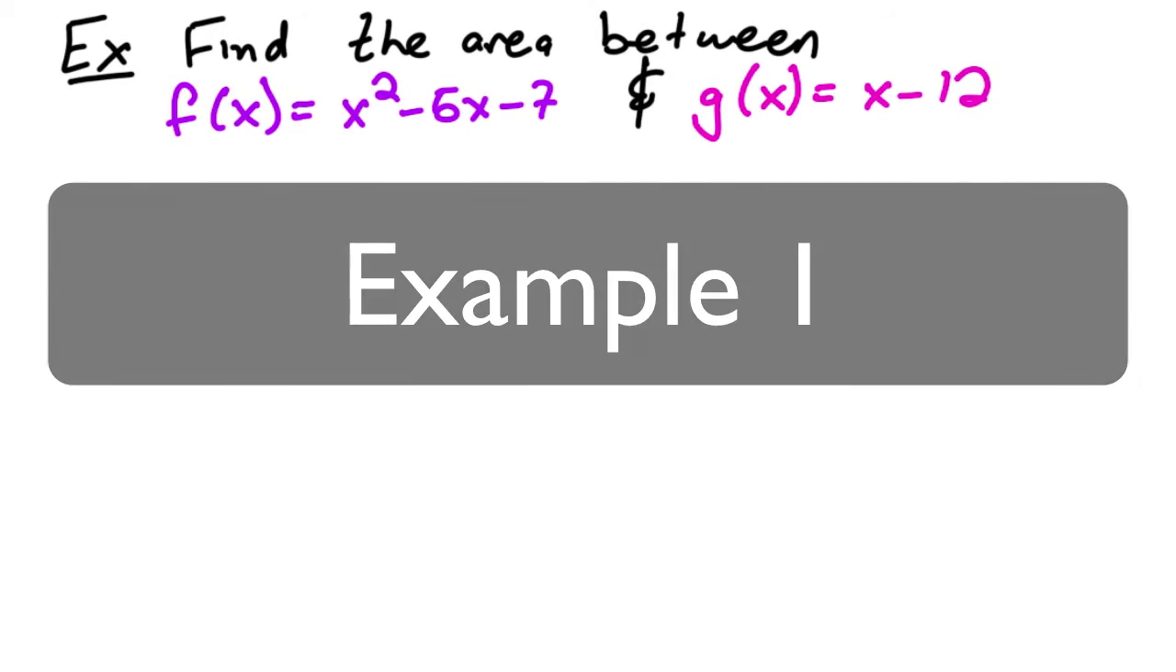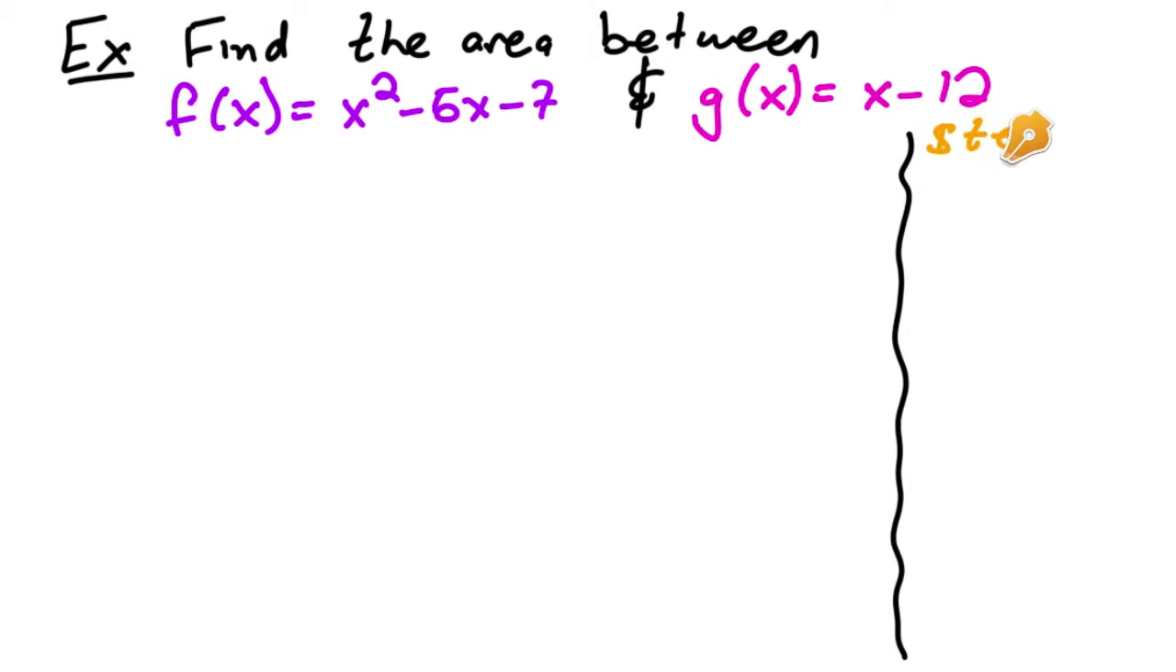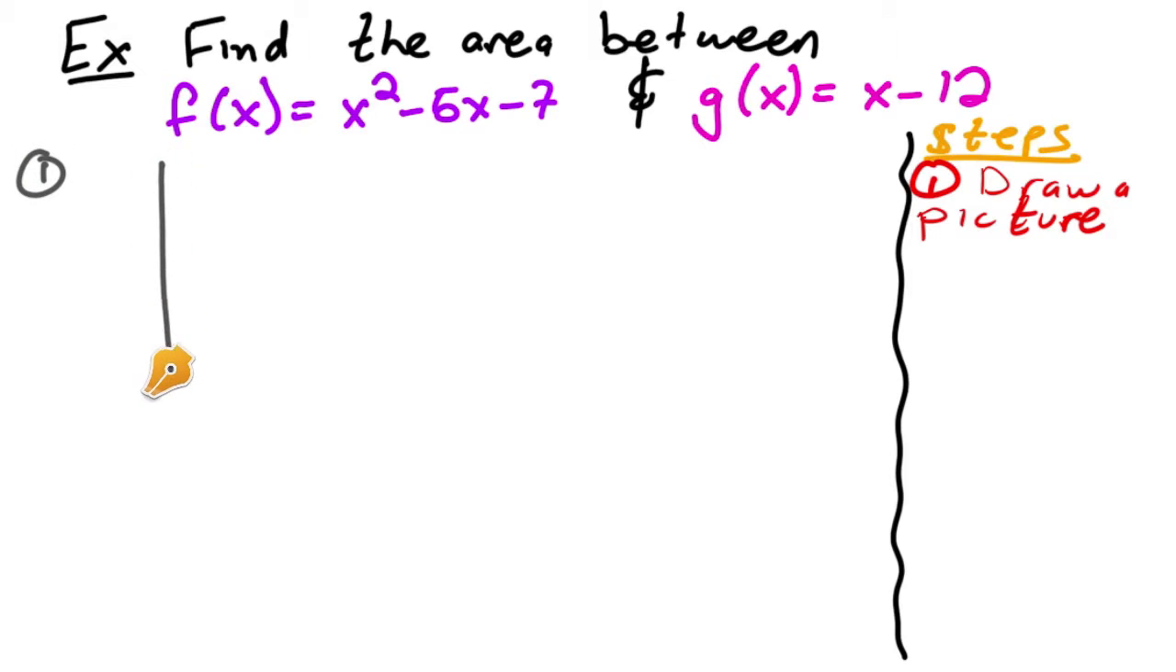Okay, so we want to find the area between these two functions. Over here, I'm going to make a little line, and we're going to write down the steps to follow. These are the basic steps, though in some cases it can get a little bit more challenging. The first thing you want to do is draw a picture. If it's a complicated function, you can grab your graphing calculator. You only really need a rough sketch. It doesn't have to be something really fancy, just to give you an idea of what's going on.